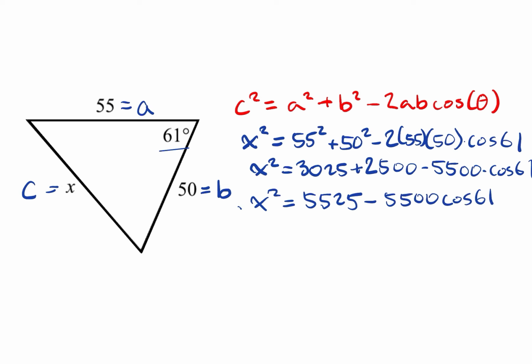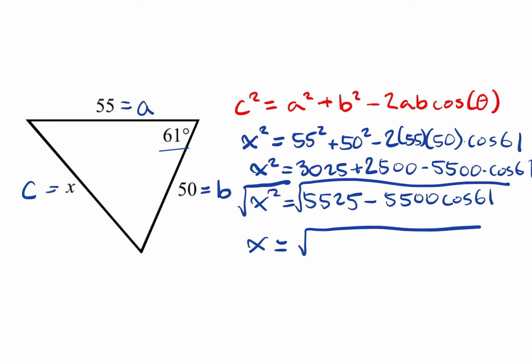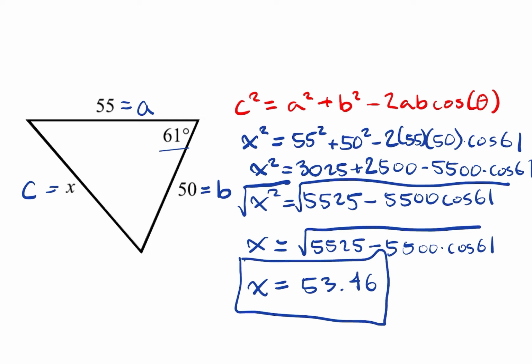And now I will just take the square root of both sides of our equation to remove the square on the x. And this will leave me with x is equal to the square root of 5,525 minus 5,500 multiplied by the cosine of 61. And that is our exact solution. And if you use the calculator, this is equivalent to approximately 53.46. And that's our solution to this problem using the law of cosines.